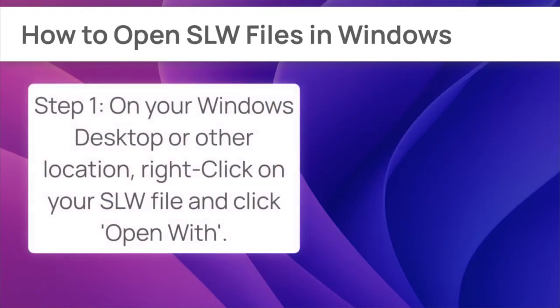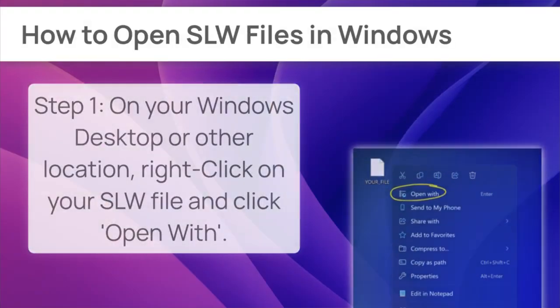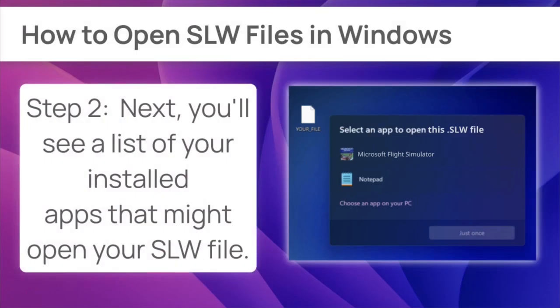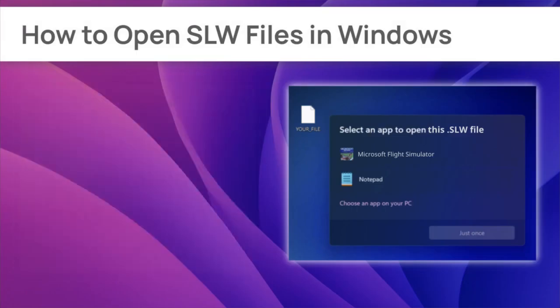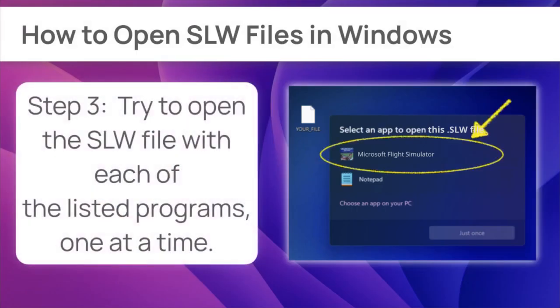Your first test is essential. Right-click the SLW file and select Open With. Use Microsoft Flight Simulator first if it is on your system. If not, select another option. We must find the program that handles the format correctly.